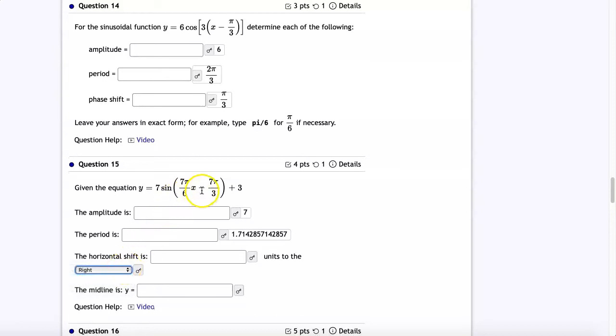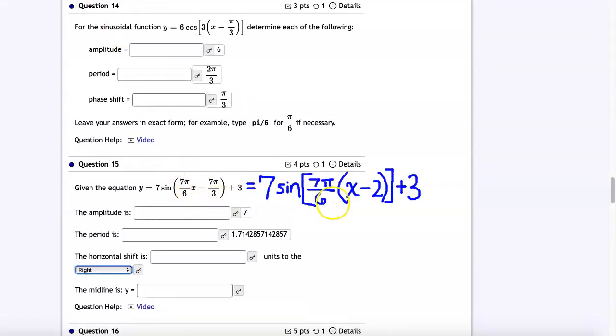You can see here that because this is a subtraction sign, we are moving to the right. And the question is, how far are we moving? Well, we would have to factor this out. Now, when you factor this out, you'll end up with a 7 pi over 6 times x minus 2. You can check that this is right by using the distributive property. Notice that 7 pi over 6 times 2 becomes 14 pi over 6, which reduces to 7 pi over 3. So that means that we have a horizontal shift that is 2 units to the right.